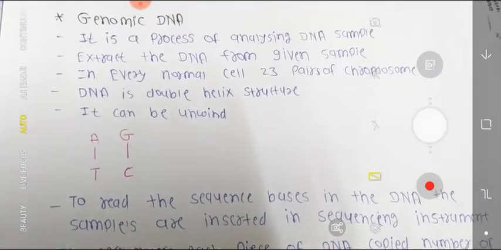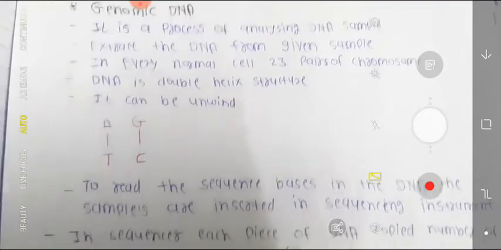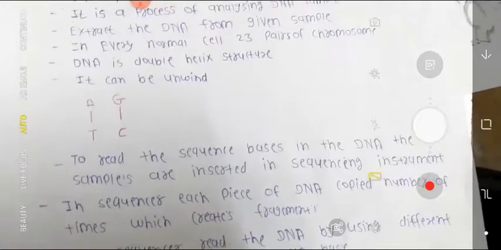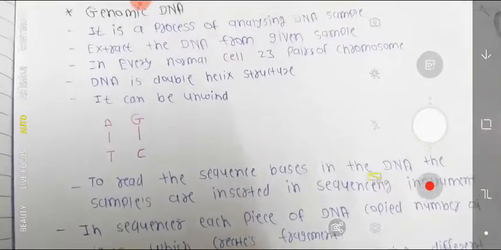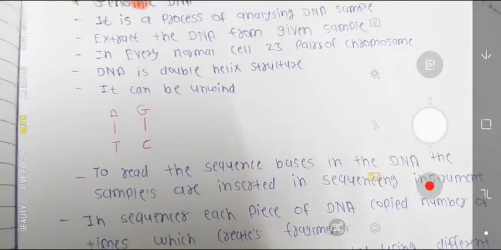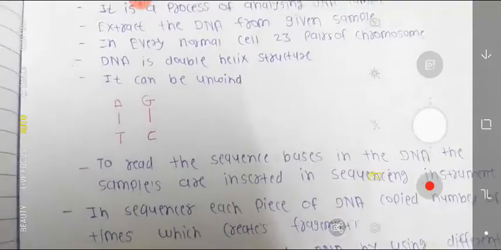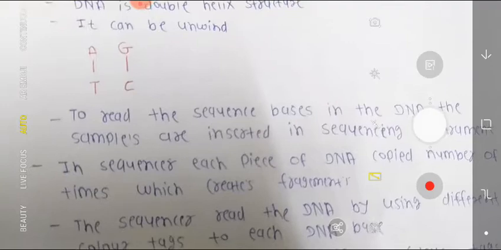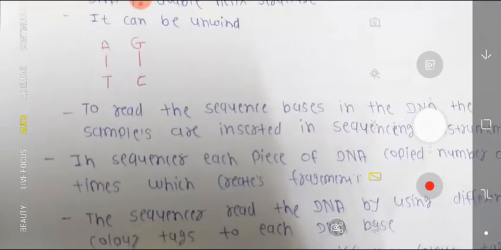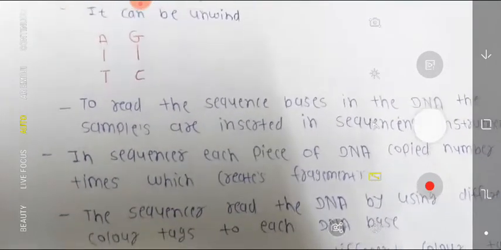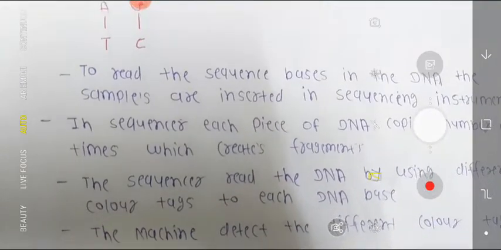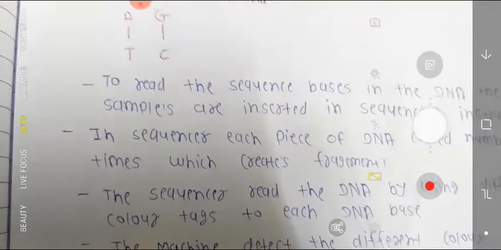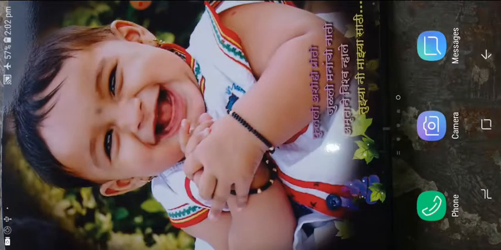So the sample can be inserted into the sequencing instrument for the sequence alignment. In the sequencer, each piece of DNA is copied a number of times, which creates the fragments. So the sequencer reads the DNA by using fragments or different color tags for each DNA base.